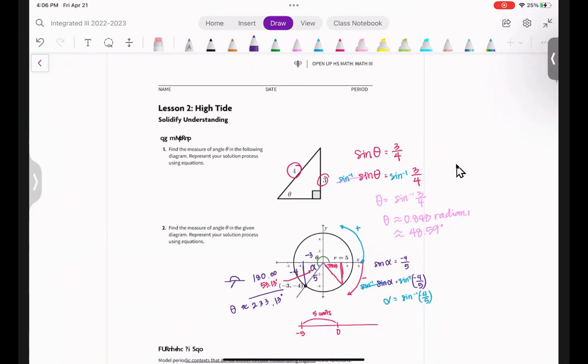If you wanted to remember, this is just a little bit of a reminder how you use sine inverse. Okay, and then watch video 2 for the rest of this lesson. Thanks for listening.